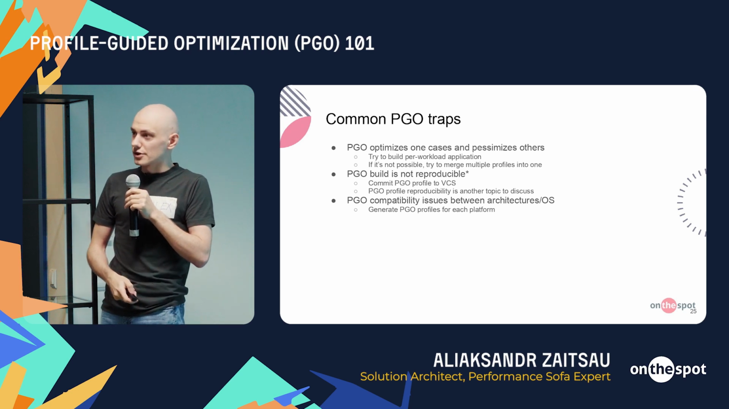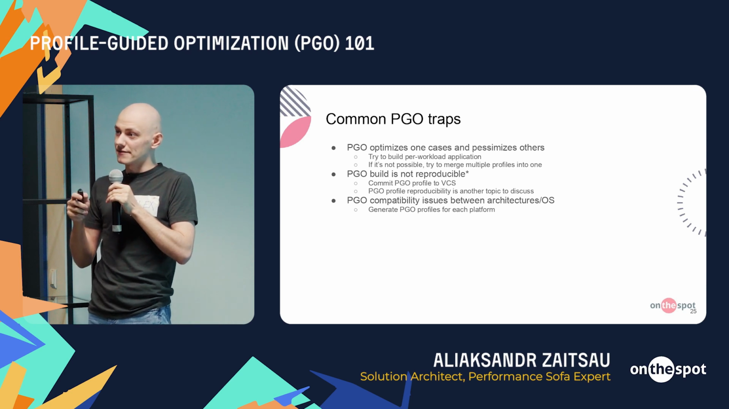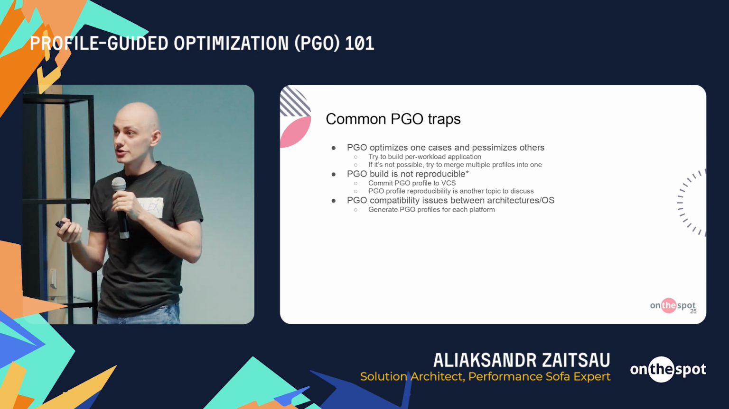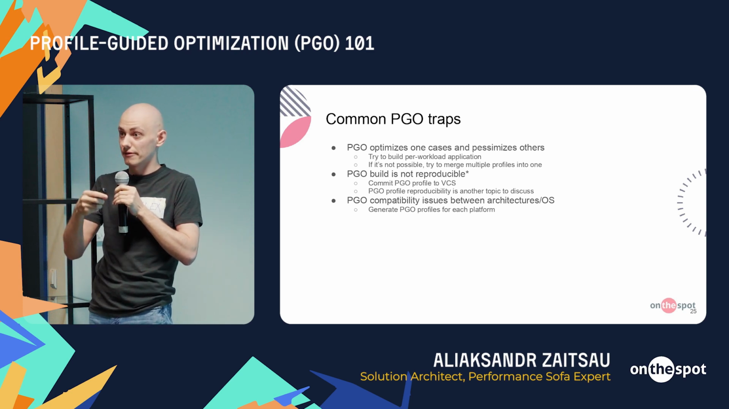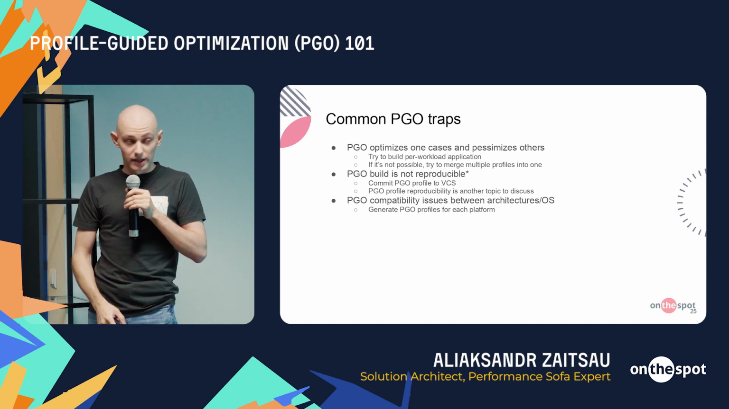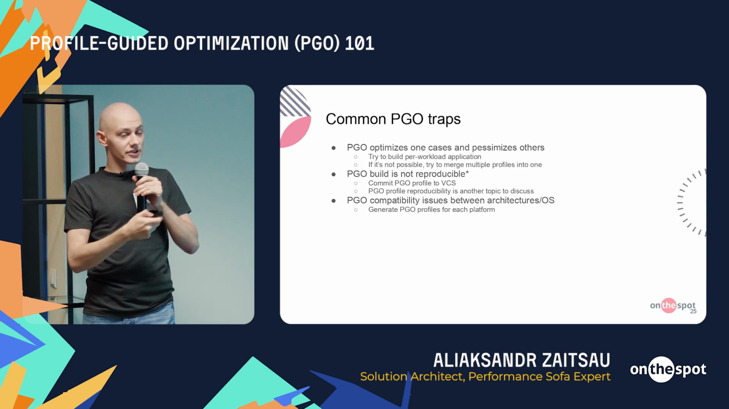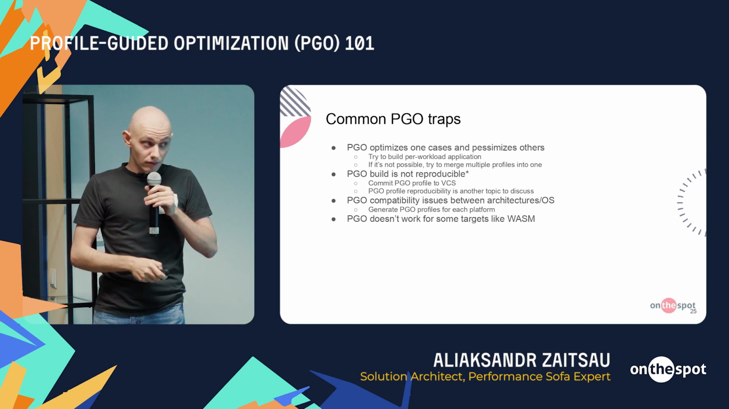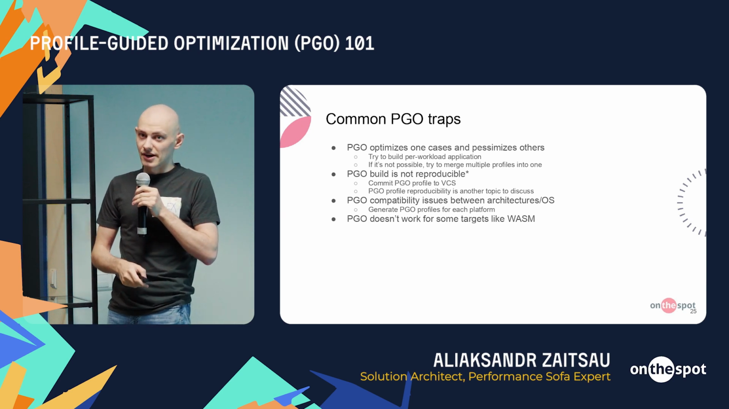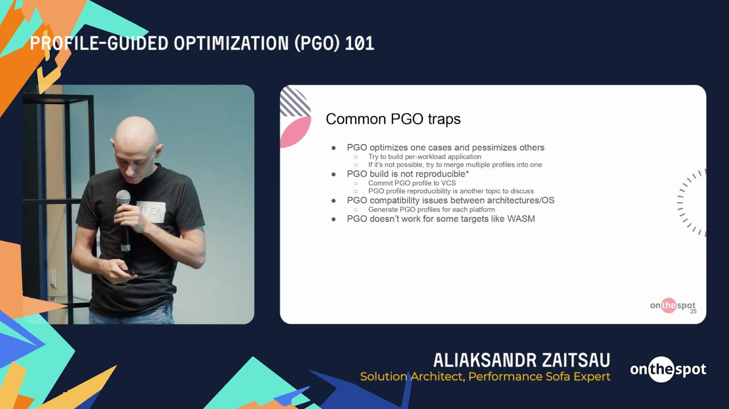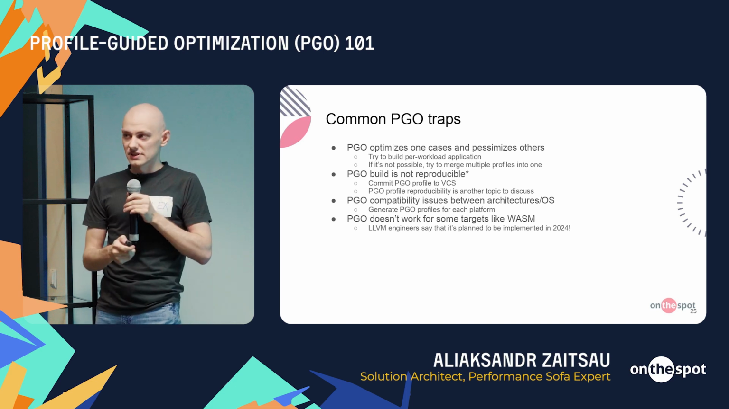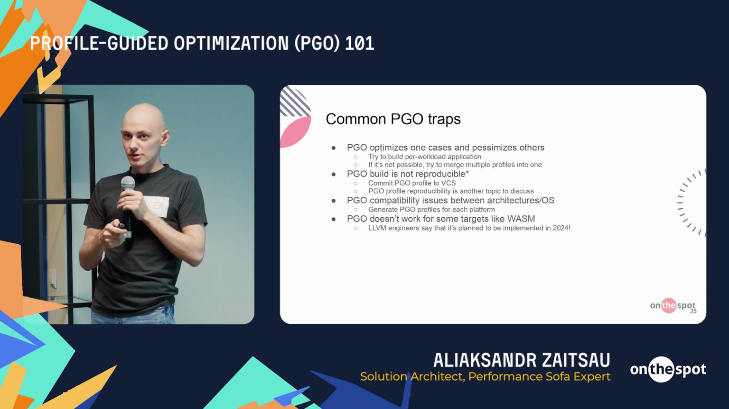For each platform, you can have special code paths, for example, OS-specific code paths, maybe CPU runtime dispatch based on CPU features, like a different code path for x64 and ARM architectures. In this case, once again, generate PGO profiles for each platform, and that's it. PGO doesn't work for some specific targets, like WebAssembly. I'm talking right now about instrumentation PGO. Fortunately, this limitation hopefully will be resolved this year.